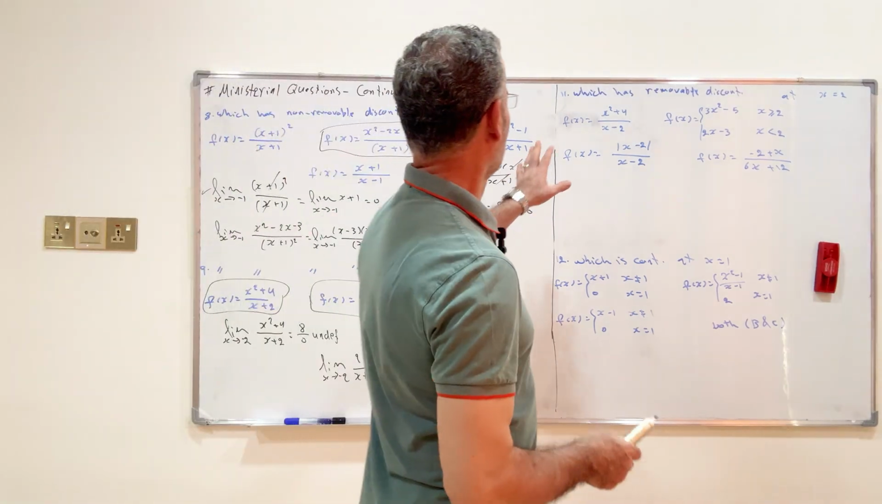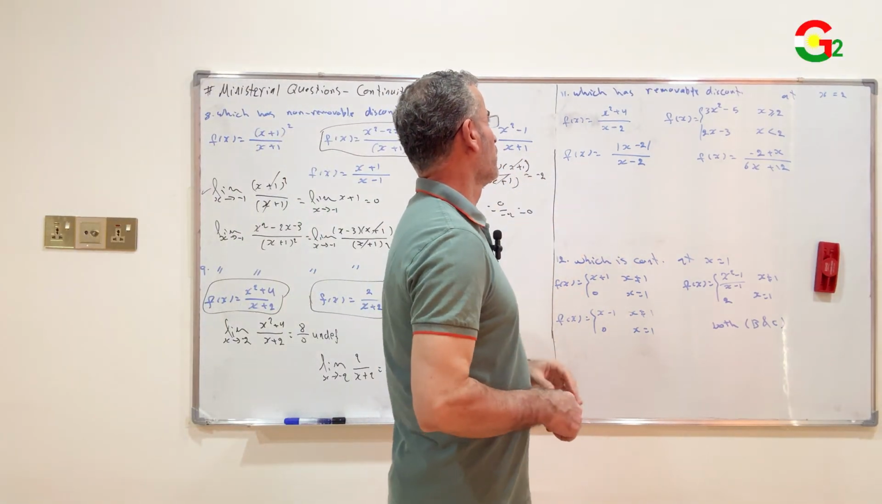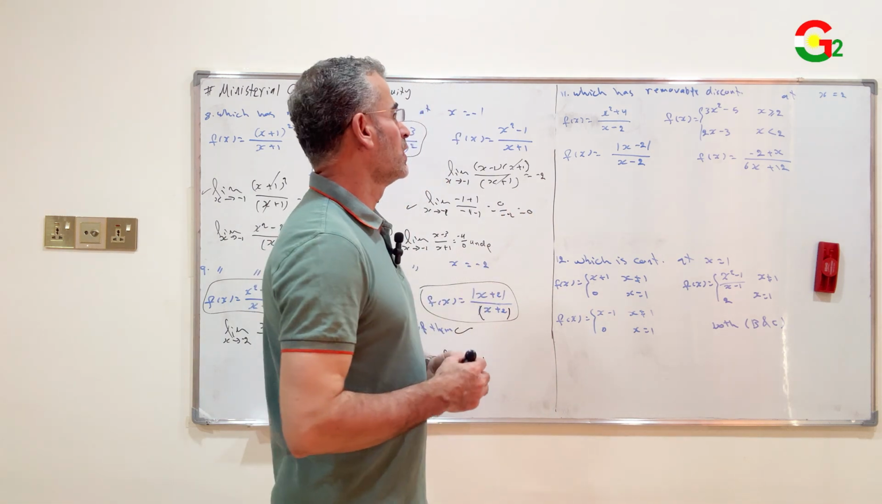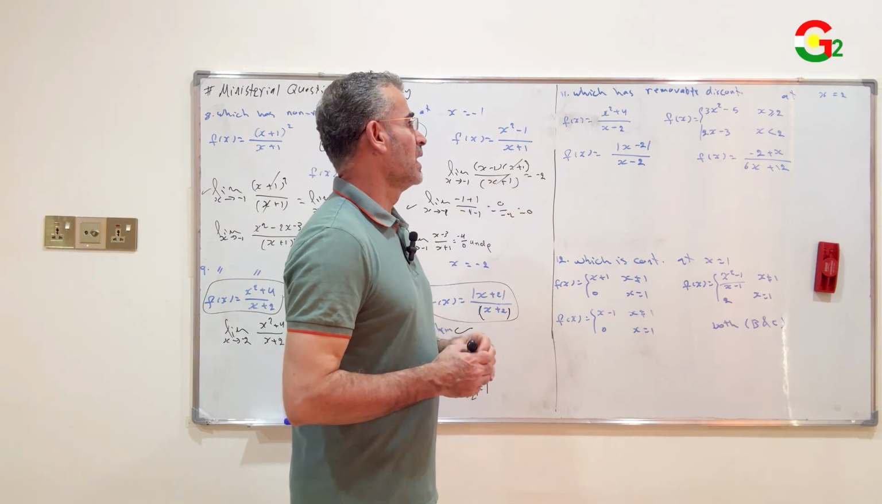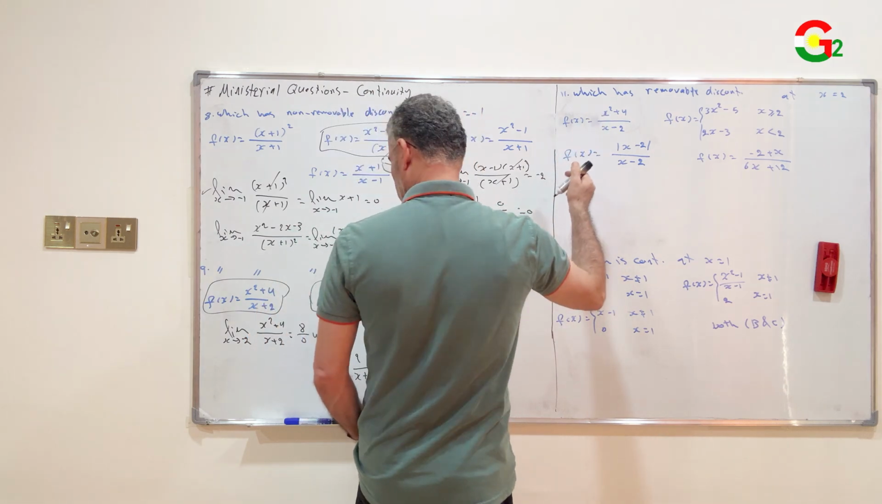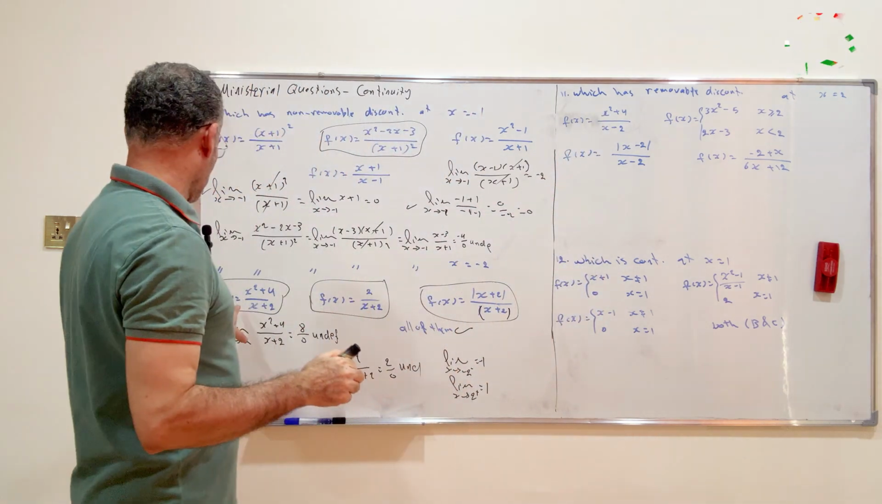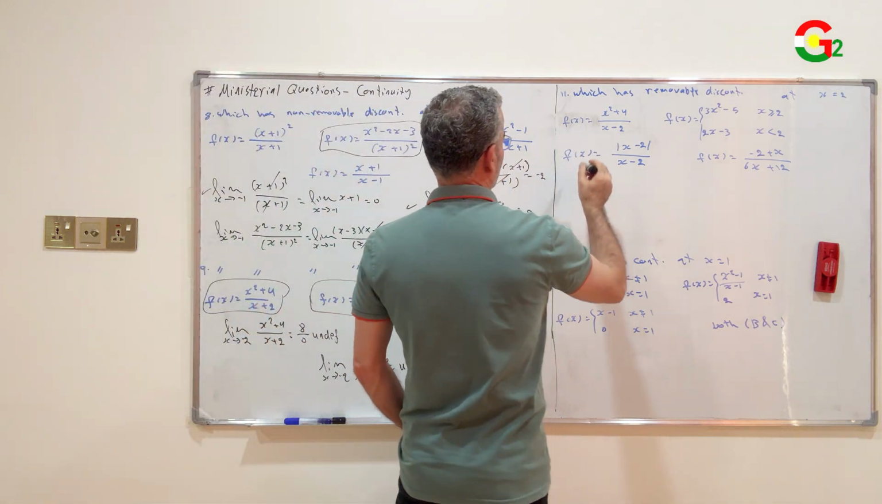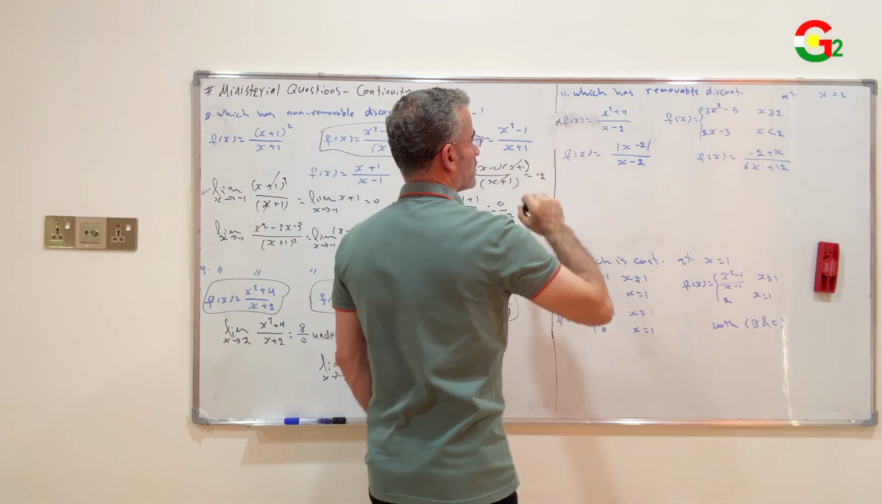Question number 11. Which of the following has a removable discontinuity at x equal to 2? Removable discontinuity means the function has a limit when x approaches 2. This function, we solve it here. It is undefined and has no limit, so it is wrong.